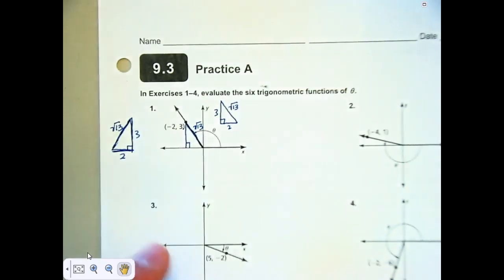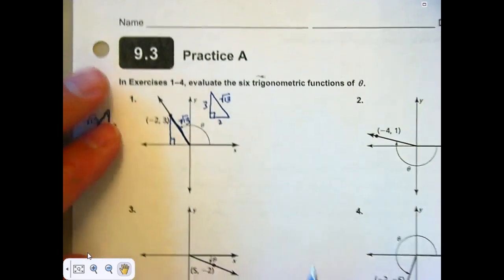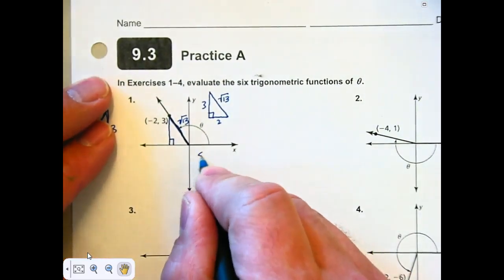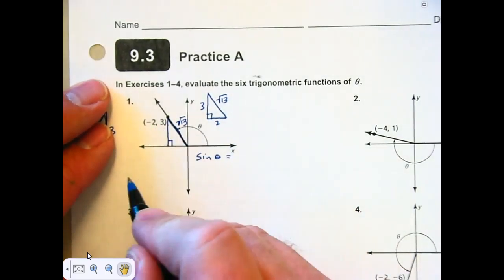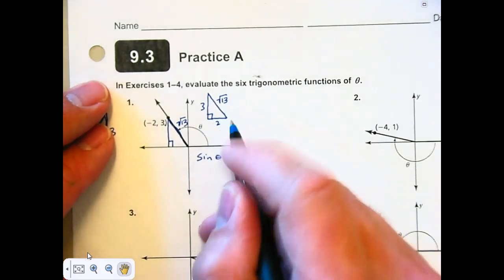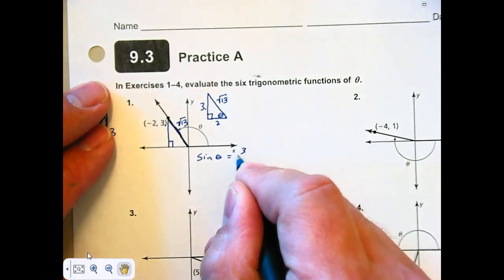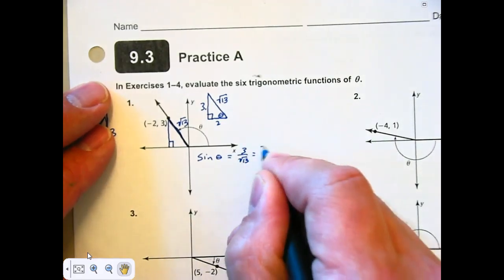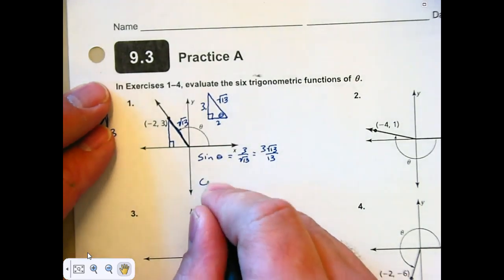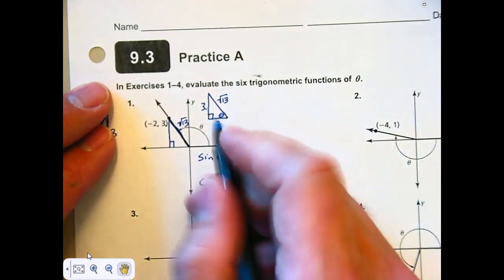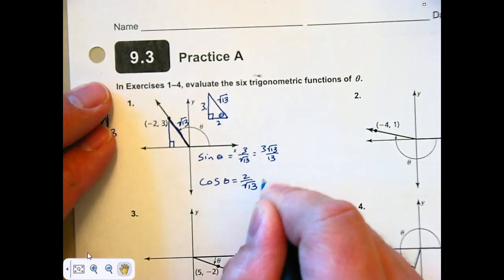Can I finish before? Is it a question on what I've done? No. Okay. So as I go through this now, and I set up my ratios, when I do sine of theta, sine is opposite. So I'm dealing with my triangle for a minute. Here's theta. It's opposite over hypotenuse. So 3 over root 13, which we all know as 3 root 13 over 13. Cosine of theta is equal to adjacent over hypotenuse. So 2 over root 13.